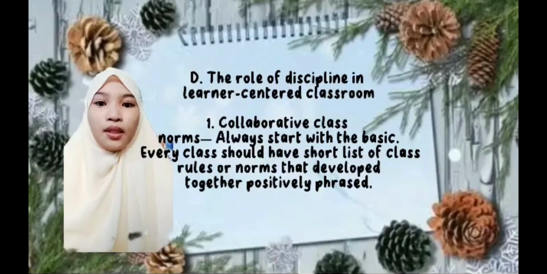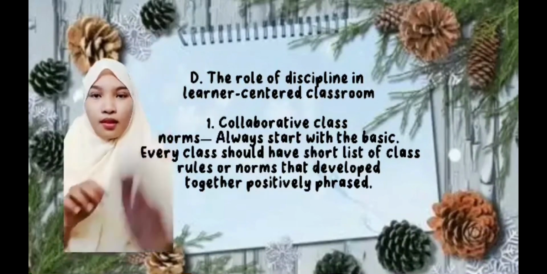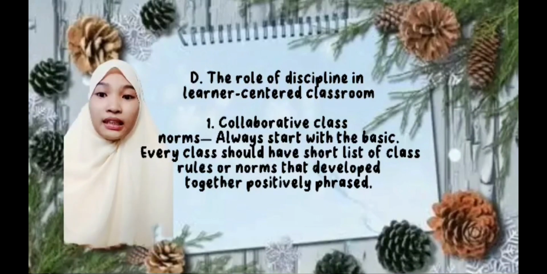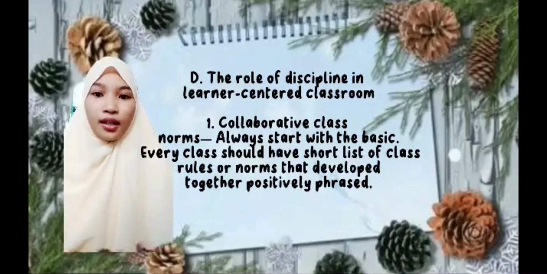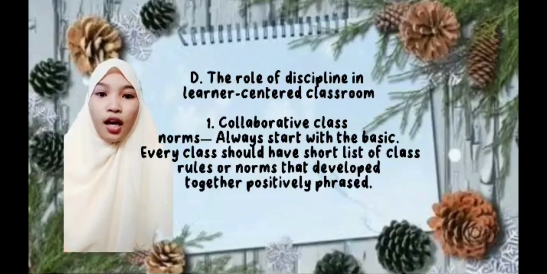So, letter D is the role of discipline in learner-centered classroom. First, we have collaborative class norms. It always starts with the basics. Every class should have a short list of class rules or norms that are developed together and positively phrased. Developing this list as a group allows students to see the why behind the rules and buy into how they are enforced. Create three to five rules that tell everyone what they should do and not what they should not do.